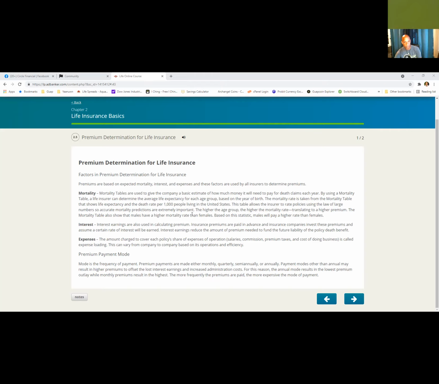Interest earnings are also used in calculating premium. Insurance premiums are paid in advance, and the insurance company invests these premiums and assumes a certain rate of interest will be earned. Interest earnings reduce the amount of premium needed to fund the future liability of policy death benefit. Expenses is the amount charged to cover each policy's share of expenses of operation, salaries, commission, premium taxes, and cost of doing business, called expense loading. This can vary from company to company based on its operations and efficiency.